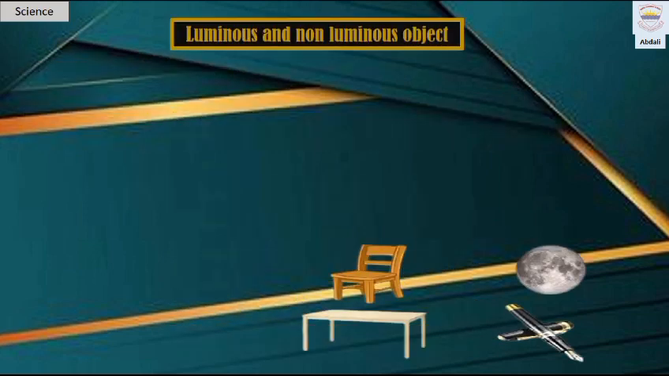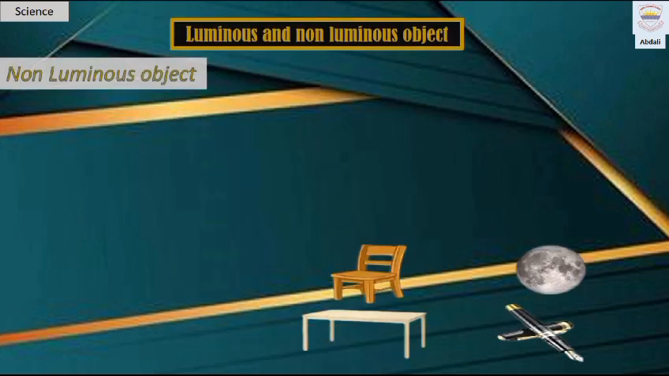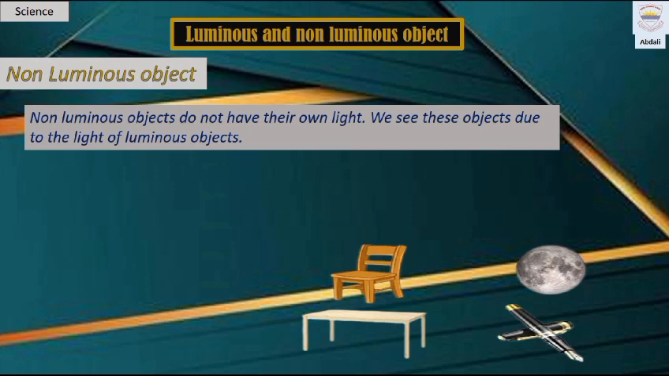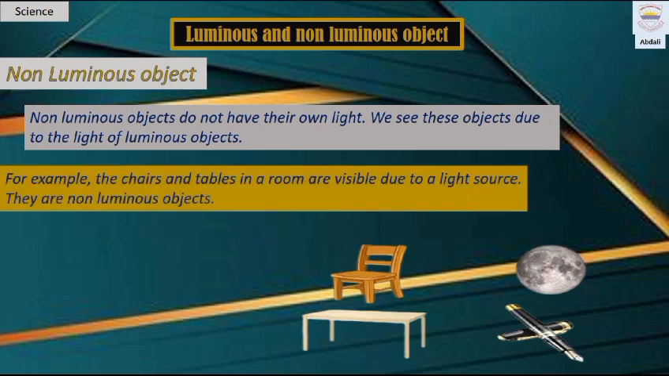Non-luminous objects. Non-luminous objects do not have their own light. We see these objects due to the light of luminous objects. For example, the chairs and tables in a room are visible due to a light source. They are non-luminous objects.